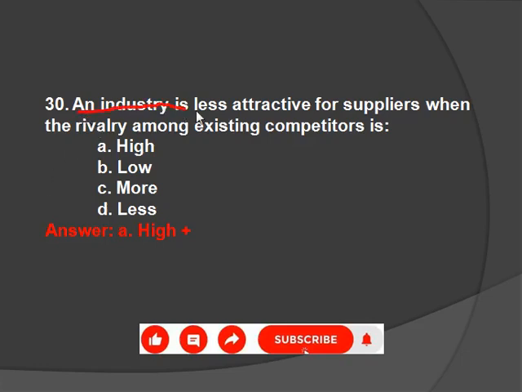Next question. An industry is less attractive for suppliers when the rivalry among existing competitors is. Given options are A. High, B. Low, C. More, D. Less. Here correct answer is High.